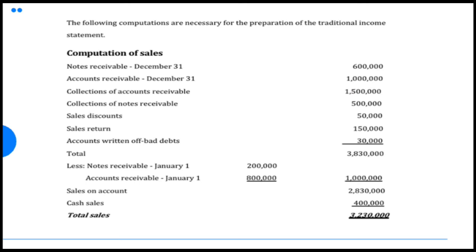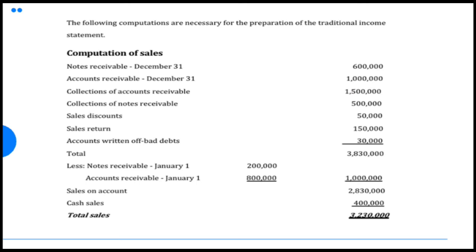So, para makuha natin yung total, add lang ulit tayo with a total of 3,830,000 pesos. Ang sabi dito sa computation of sales, para daw makuha natin yung total sales, kailangan muna nating i-less yung notes receivable nung beginning of the year, which is the January 1. Also, the accounts receivable nung beginning of the year. So, ang notes receivable natin is 200,000 and accounts receivable is 800,000. Pag pinag-add natin yun, meron tayong 1 million pesos.